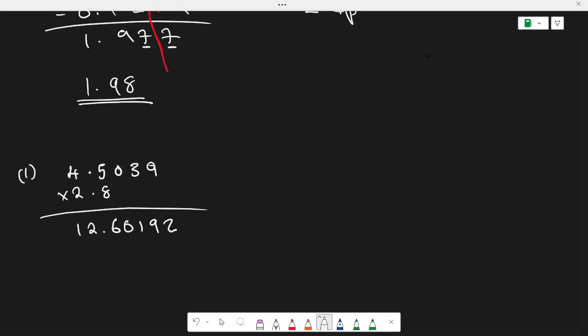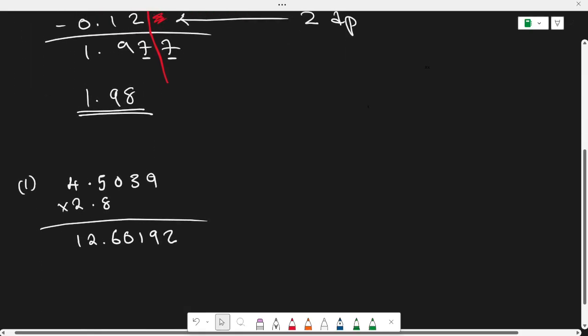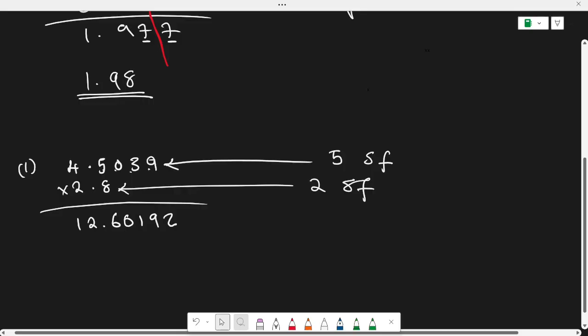For addition and subtraction, you take the number of decimal places, not significant figures. Here we were considering decimal places. Here we consider significant figures. This one has how many significant figures? 1, 2, 3, 4, 5. This one has 5 significant figures. This one has 1, 2, just 2 significant figures. So your answer should have 2 significant figures. You get the idea?